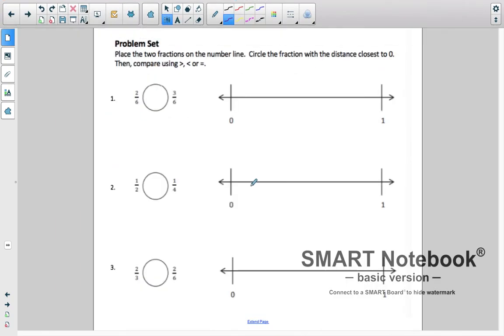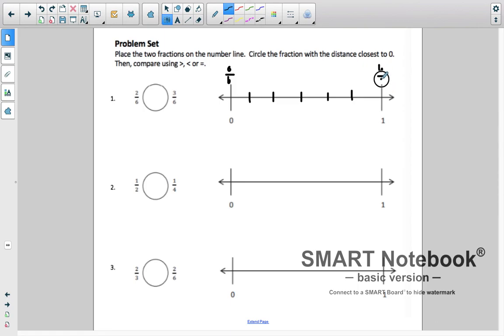Okay, so this problem set says, place the two fractions on the number line. Circle the fraction with the distance closest to 0, then compare using the greater than, the less than, or the equal sign. So in our examples before, we had talked about this. So we're going to now label the number lines instead of it doing it for us. So the first one says 2/6 and 3/6. So what I'm going to do is break this up into 6 and label it. So 0/6, 1/6, 2/6, 3/6, 4/6, 5/6, and 6/6.